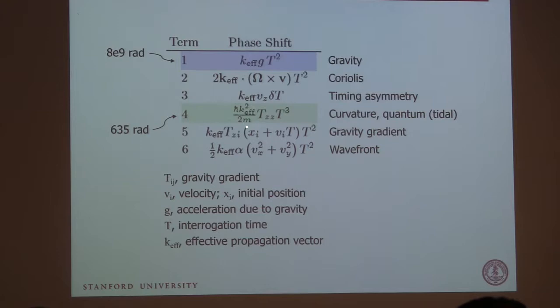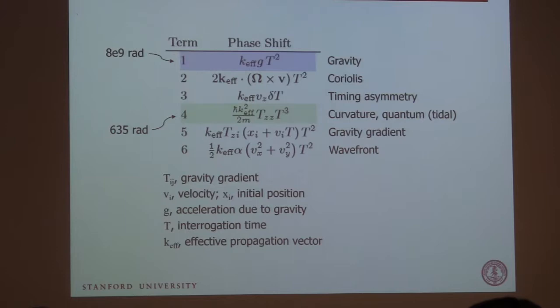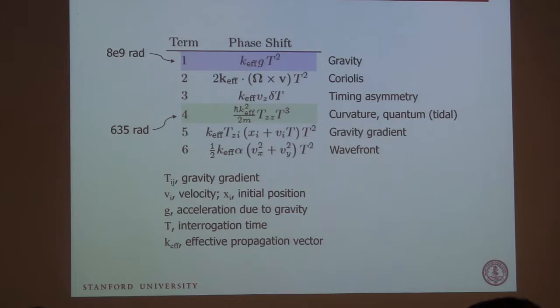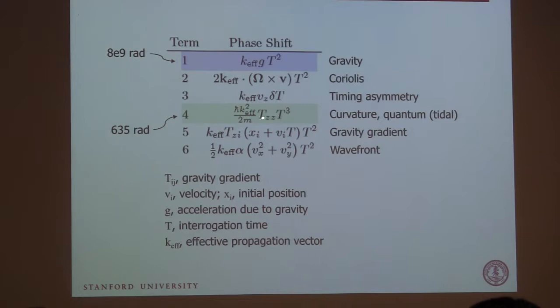You usually see those two together, and it depends on the gravity gradient. This is a well-known shift that's been in the literature for de Broglie wave interferometry since the mid-80s. And it's important because it's the first shift that really explicitly depends on something quantum, Planck's constant, and also something fundamentally gravitational, the curvature of space-time.